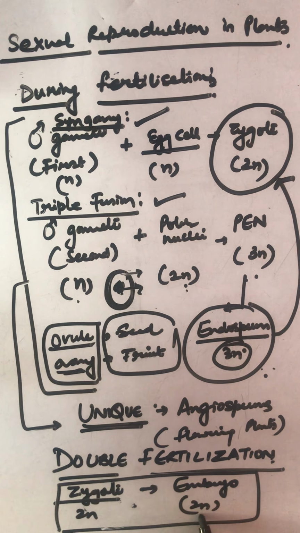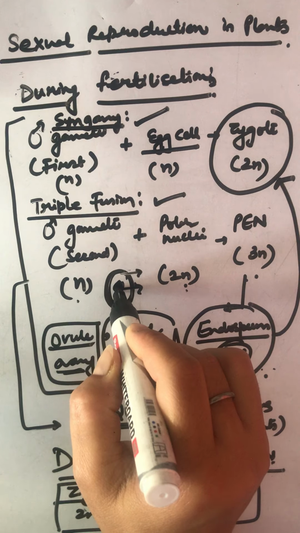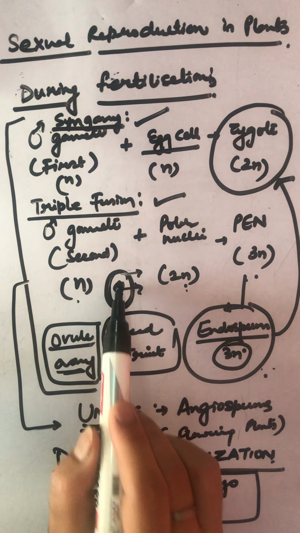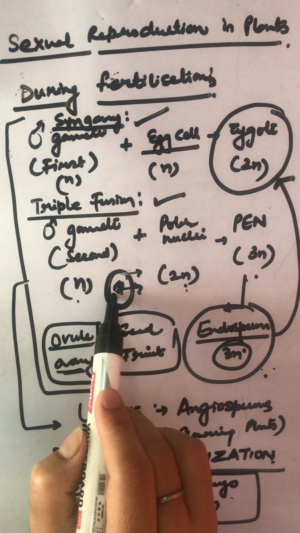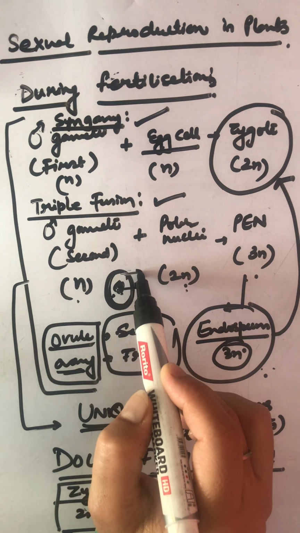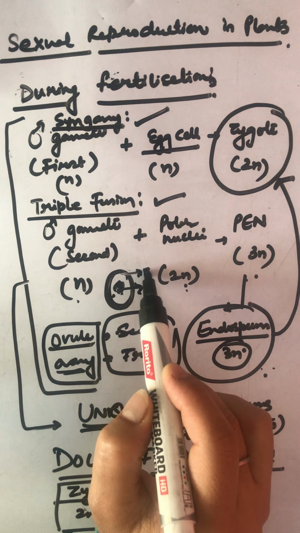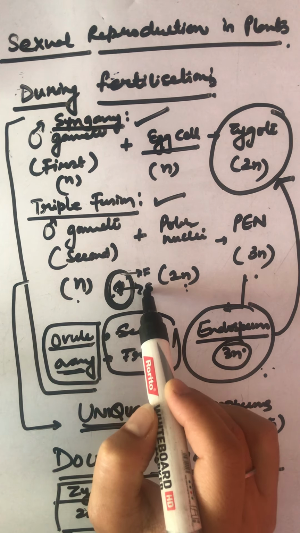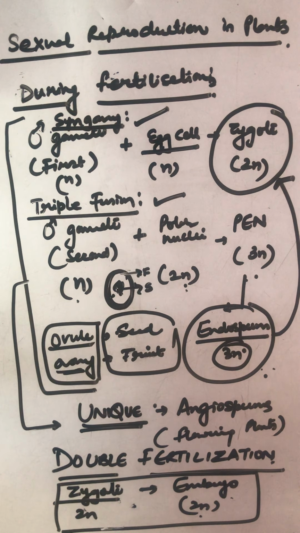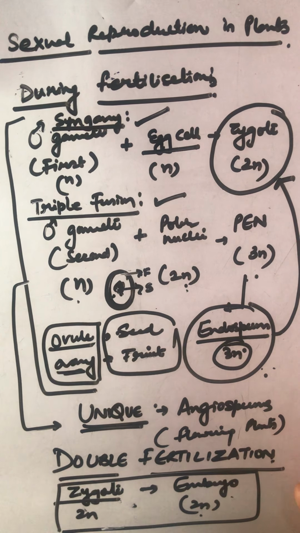And where is the embryo located? Within the seed. Alright, because the zygote is formed within the egg, right? So, the embryo is present within the seed. So, this is how it is. The outer one, ovary, becomes the fruit, then ovule becomes the seed, and the embryo is present within the seed. This is about fertilization or sexual reproduction in plants, especially the flowering plants.